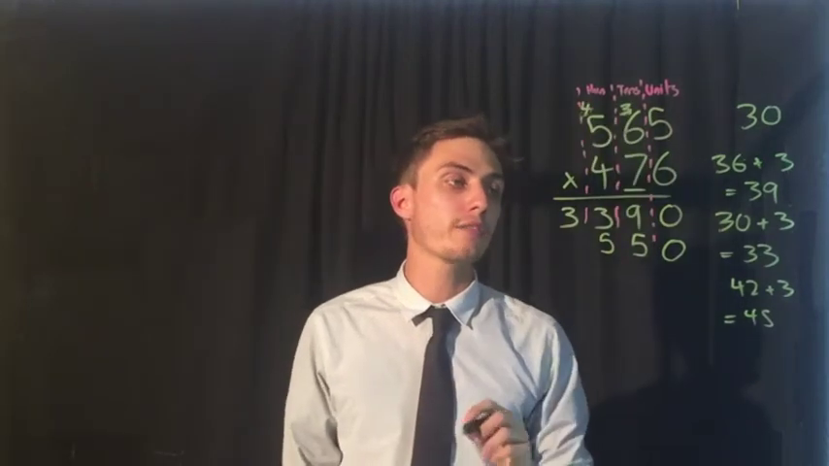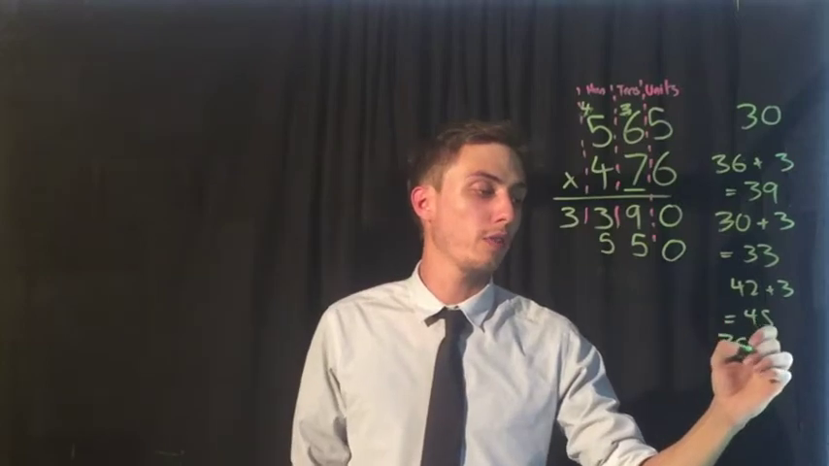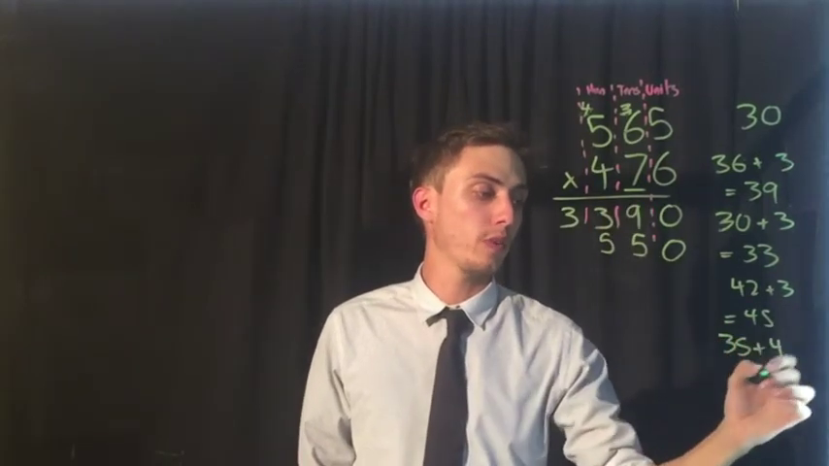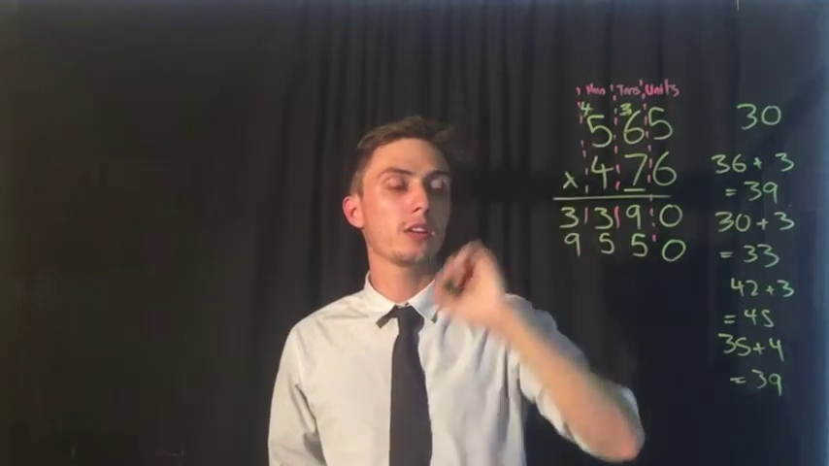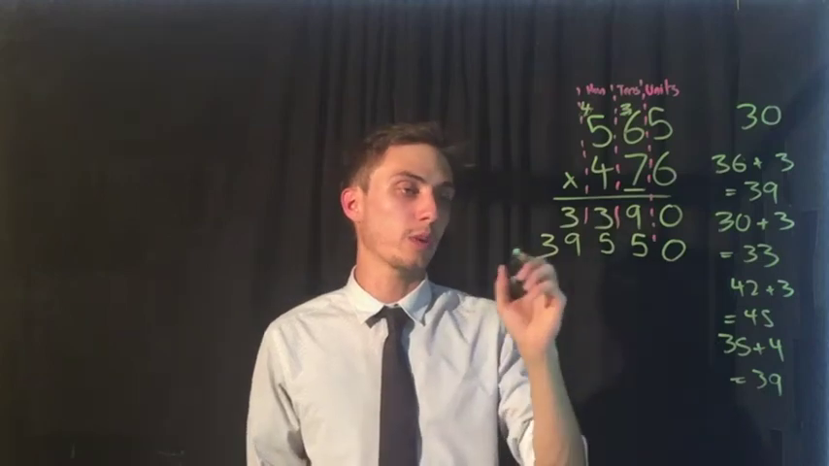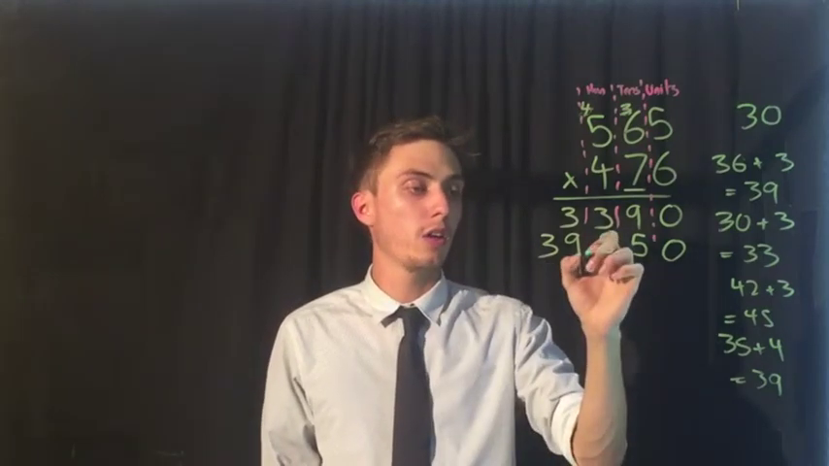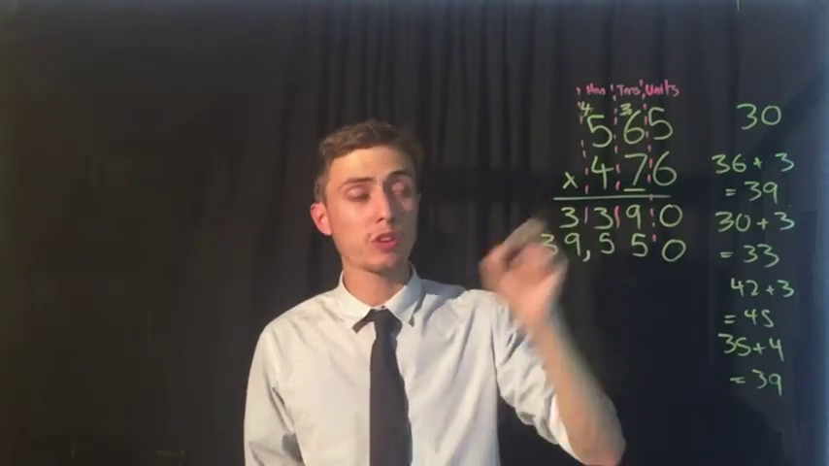The last one that we have, 7 times 5, which gives us 35, but we carry over our 4, we get the answer 39. Write our 9, and again, cannot carry over, so we write our 39 right there. So our next one is 39,550. Now we're moving on to the hundreds column.